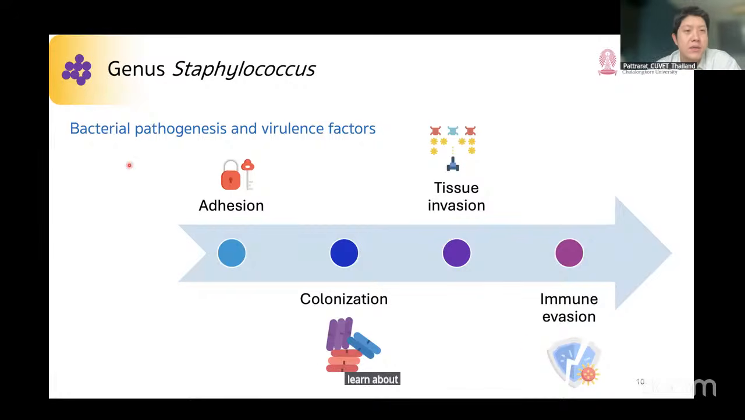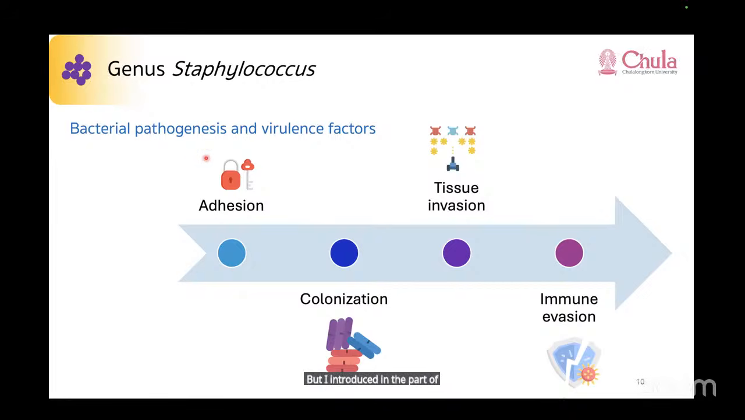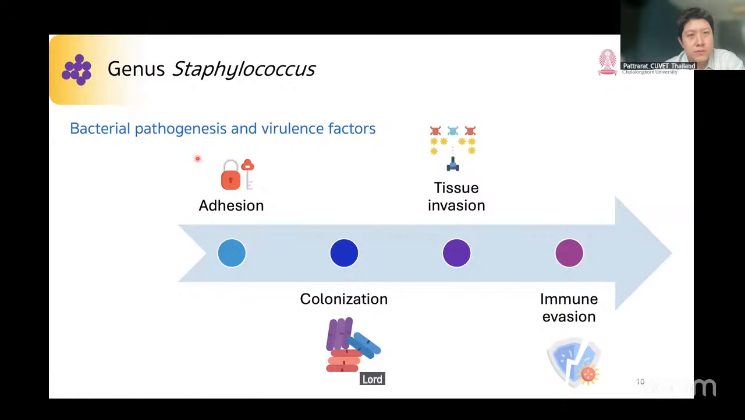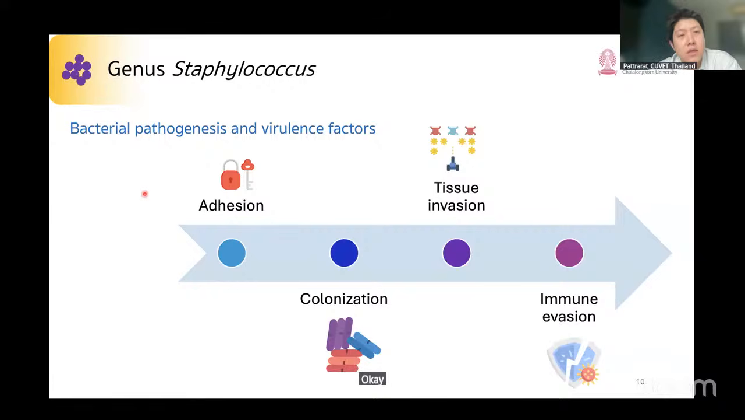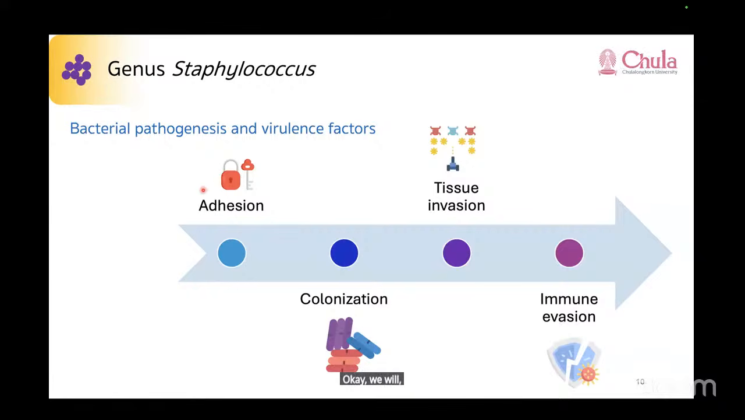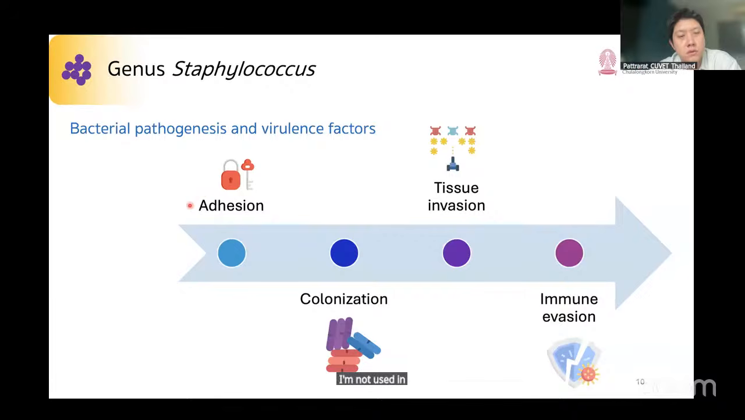Next we will learn about the bacterial pathogenesis and the virulence factors. We will talk about this in every species, but I introduce it in this part of Staphylococcus. When bacteria colonize or cause disease, they need to start with attachment. They need to adhere to the host, so they need the adhesion molecules for the adhesion step.